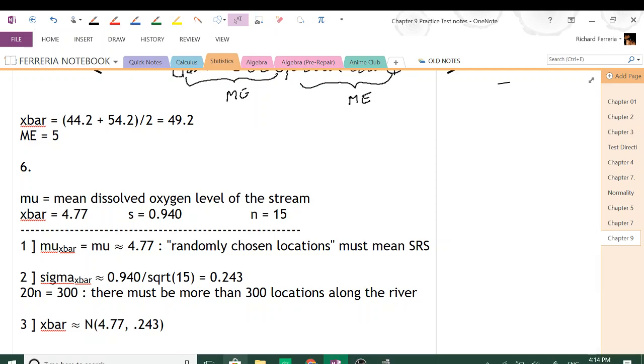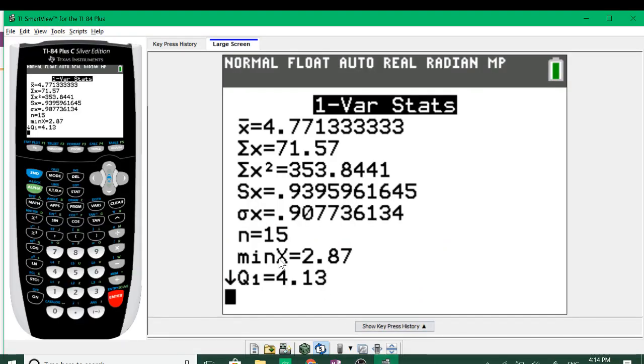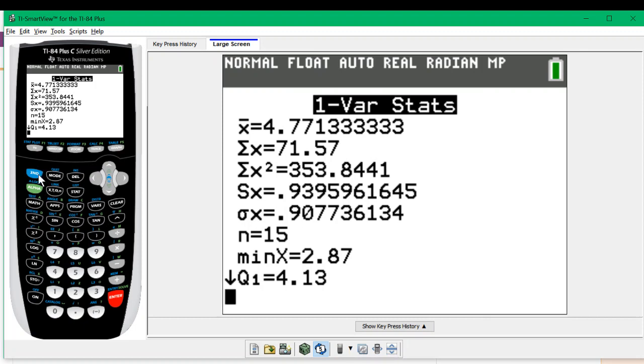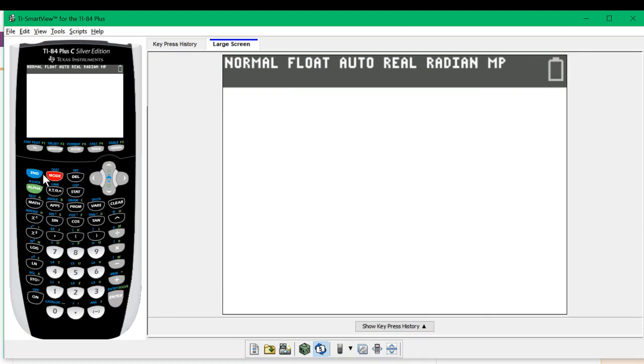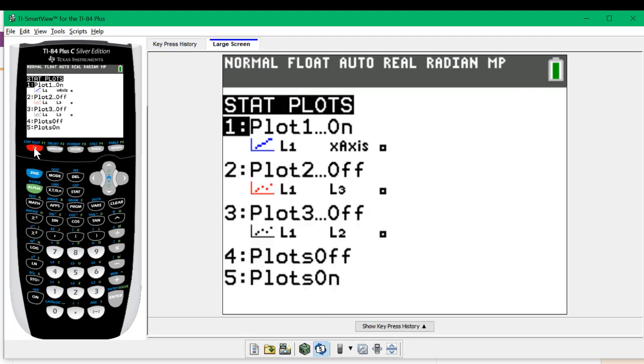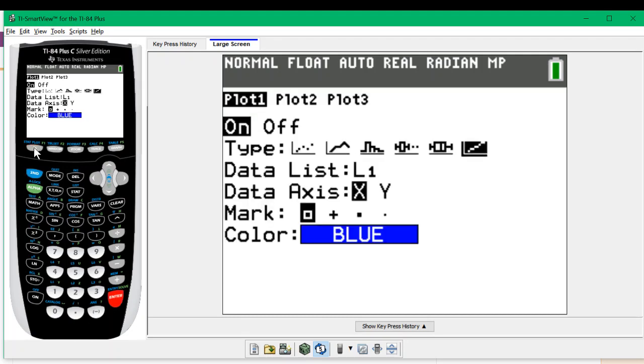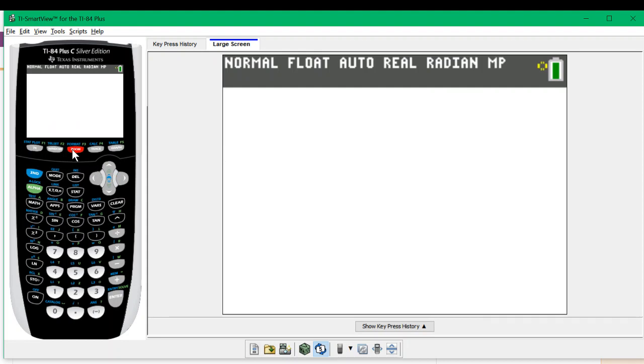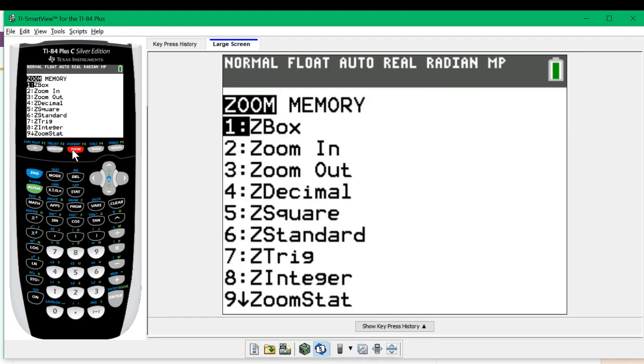Okay, so let's take a look at the normal probability plot. Make sure that looks normal. We quit here, we go to stat plot. Normal probability plot, plot on. That very last one is normal probability plot. My data is in L1. It doesn't matter where I use a data axis. Then we're going to use everyone's favorite zoom, zoom 9.